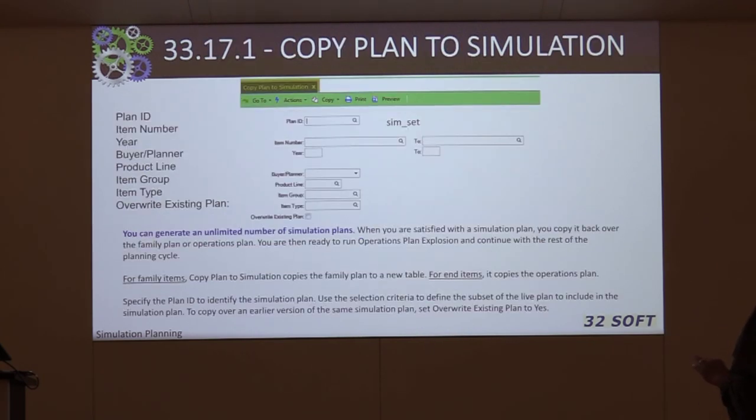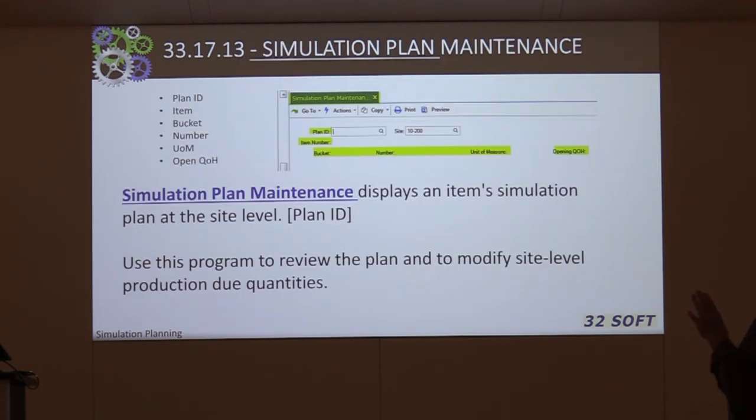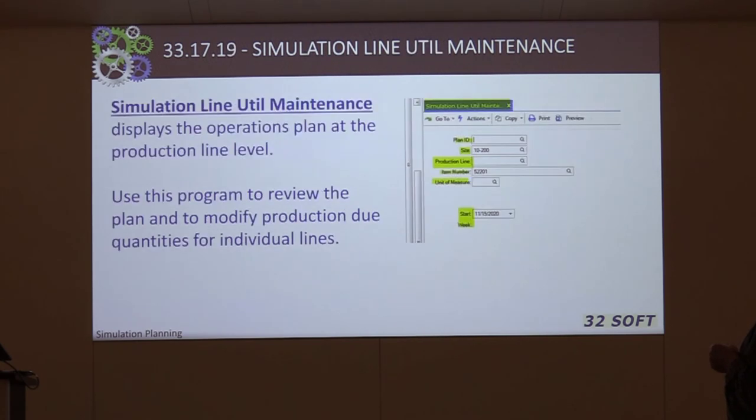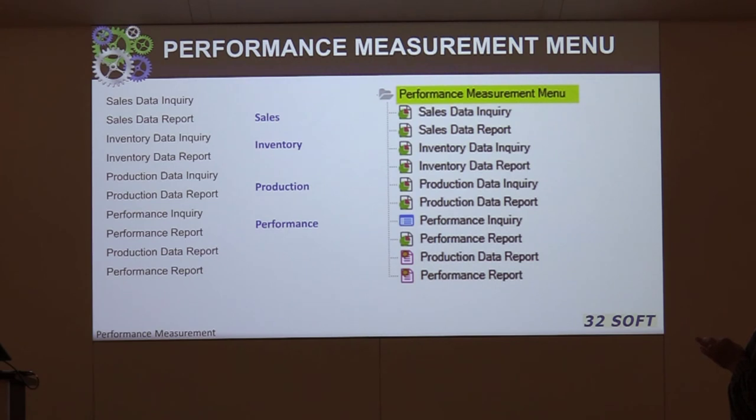So you basically copy a plan to a simulation plan, and then you do simulation plan maintenance. So this is where you're going to test out what you're doing is correct. You can do it at the line level if you want to, and then you can apply those line utilization percentages that we talked about earlier.